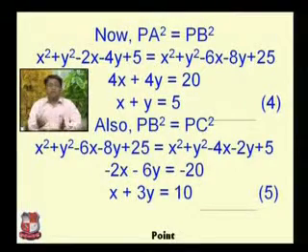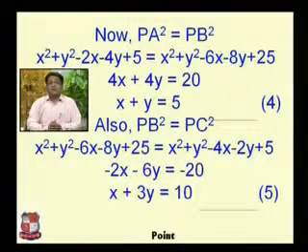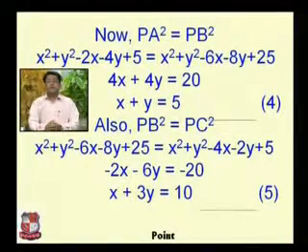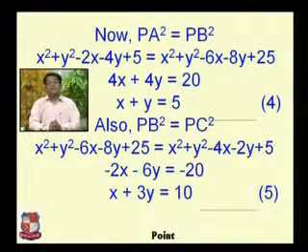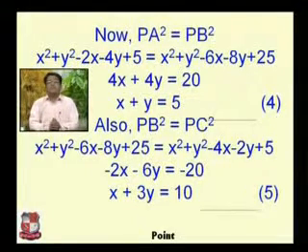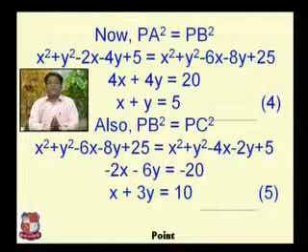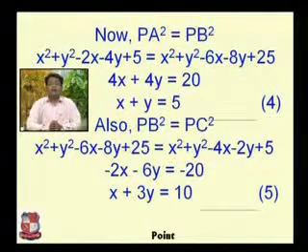Now also compare PB square is equal to PC square, putting the values of PB square and PC square. So x square plus y square minus 6x minus 8y plus 25 is equal to x square plus y square minus 4x minus 2y plus 5. Again in this equation x square plus y square are common on both sides, so we remove this x square plus y square.